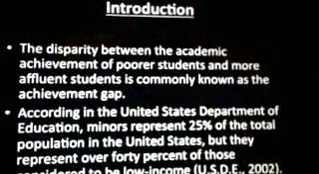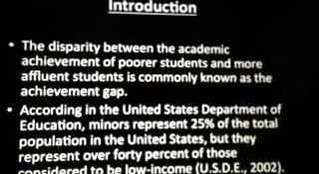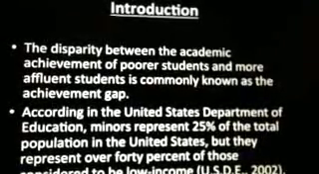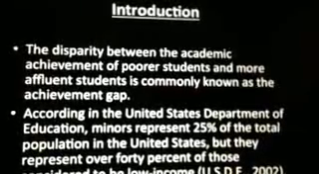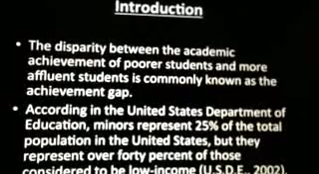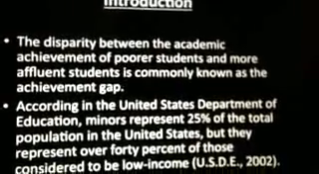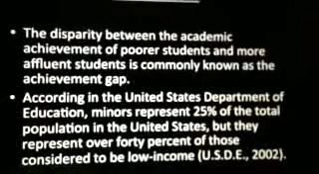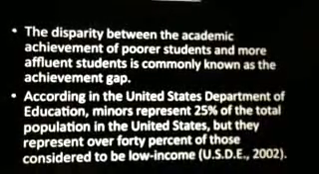Slide 1, which is the introduction. The achievement gap is just the disparity between the academic achievement of poorer students and the more affluent students. About 1/4 of the people in this country are minors, and about 40% of those minors are considered low income.